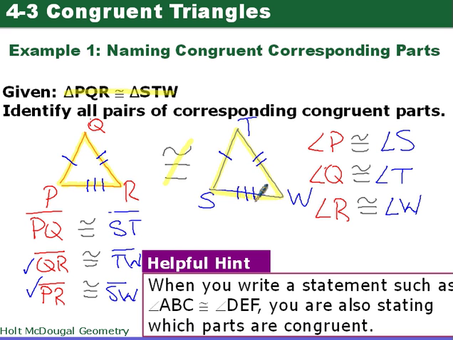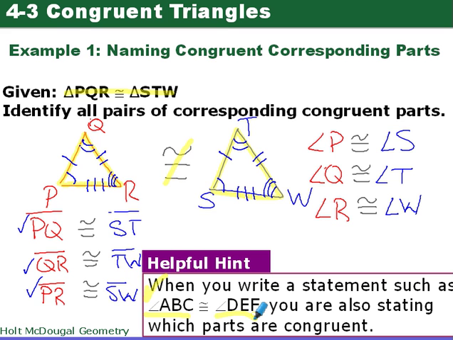Notice the tick marks increase, showing which sides are congruent, the corresponding sides. Now for angle measures, we have angle P is congruent to angle S, angle Q is congruent to angle T, and angle R is congruent to angle W. So again, when you write a statement such as angle ABC congruent to DEF, you're also stating which parts are congruent, so order does matter. Whatever you start with on the left-hand side, you need to make sure your right-hand parts match up to it.